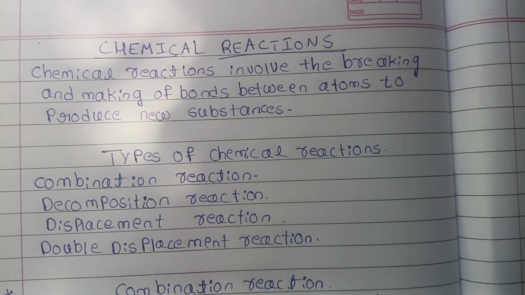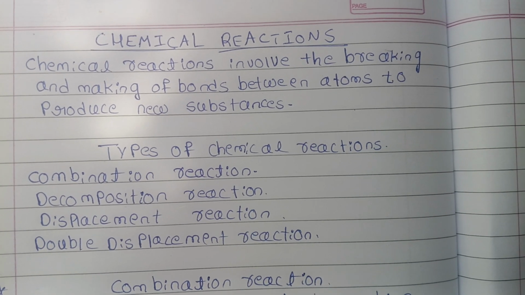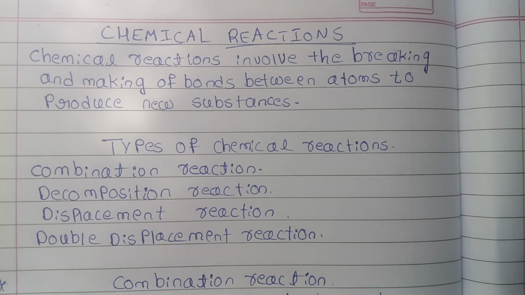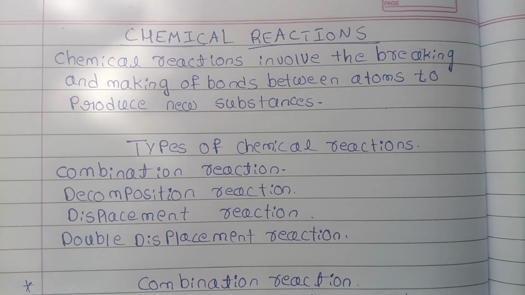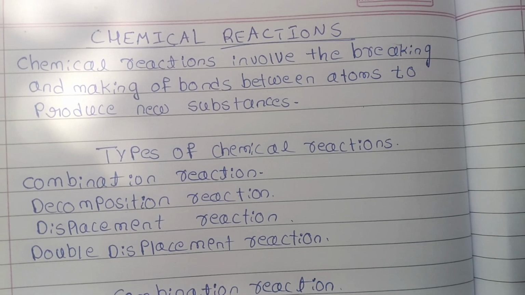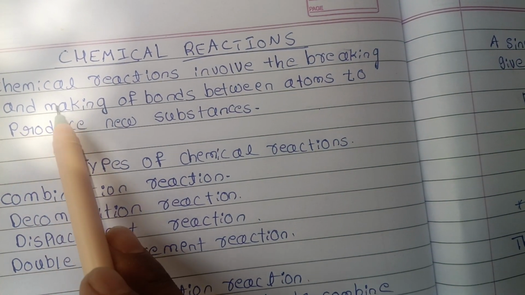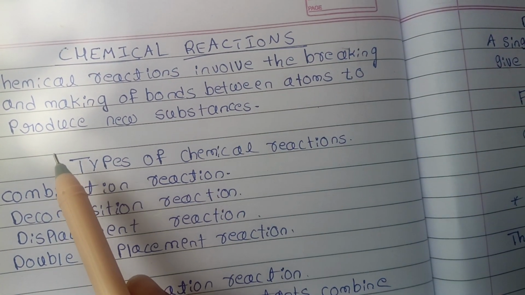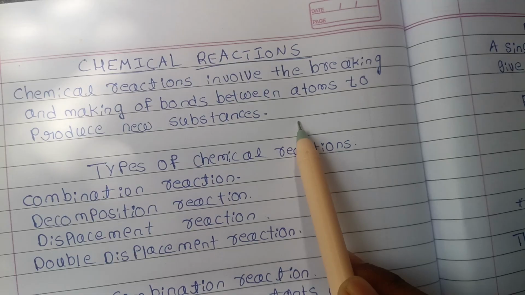Today, I am going to give the first information about chemical reactions, what their role is, and what the types of chemical reactions are. Everything we have to study in this video. So, first let's get to know the meaning of a chemical reaction. Chemical reactions involve the breaking and making of bonds between atoms to produce new substances. So this is the main role of chemical reactions.